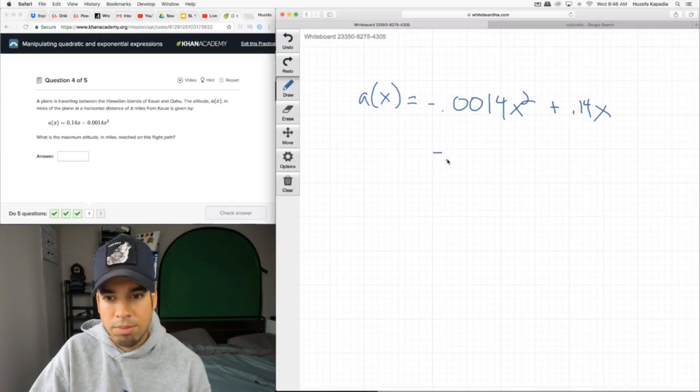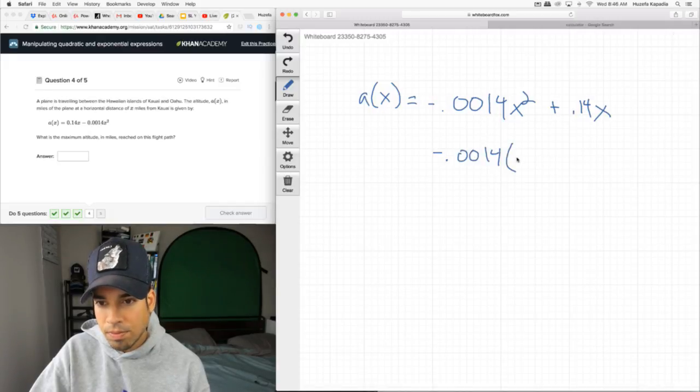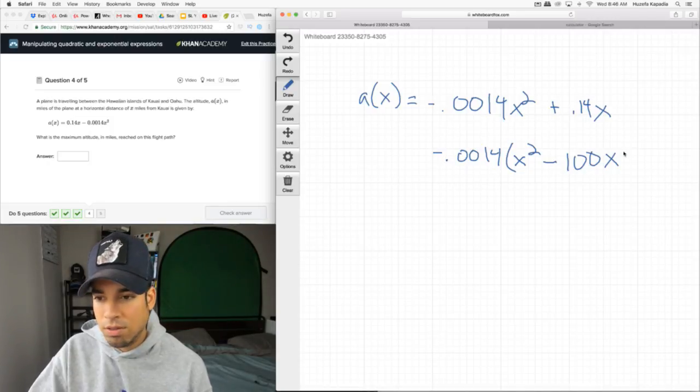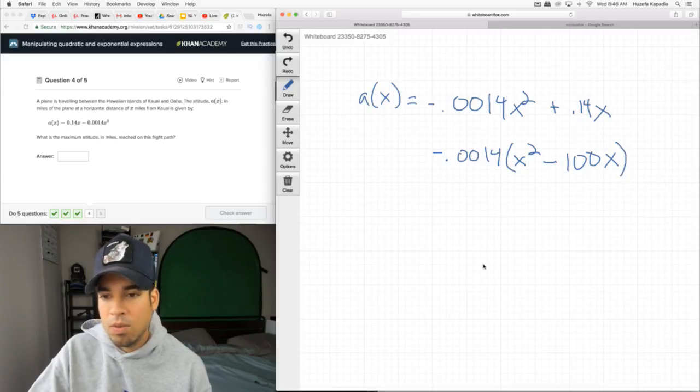So we'll say negative 0.0014 times x squared, and then this becomes what times this will give us 0.14, and I believe it's 100. 100x, because 100 times this moves the decimal place 1, 2, and it's a negative to get us a positive, so minus 100x. Okay. And then I need to complete the square within here. So let's do that.